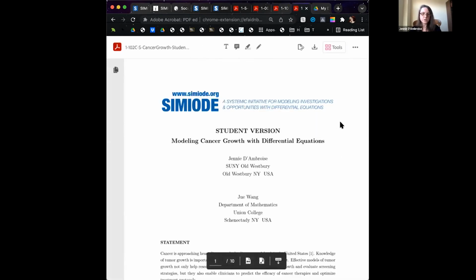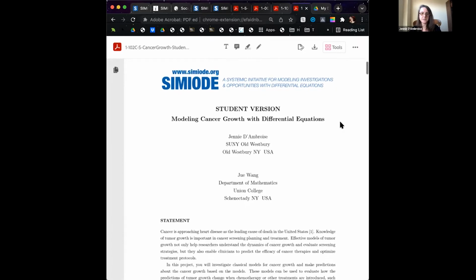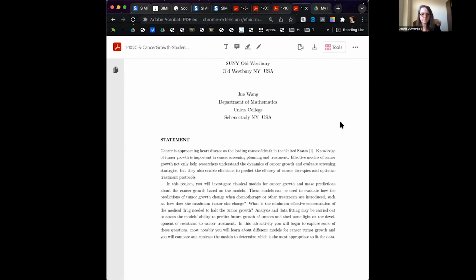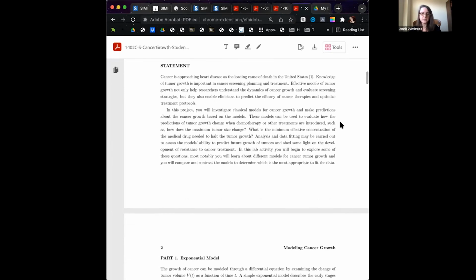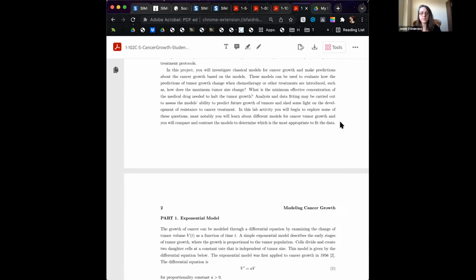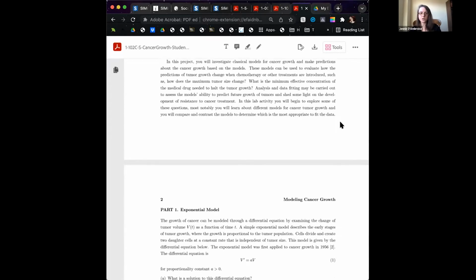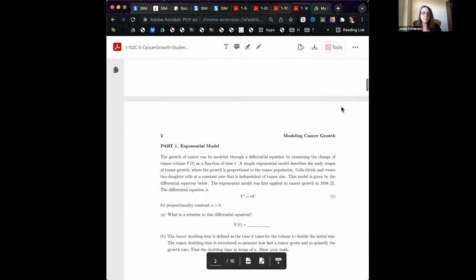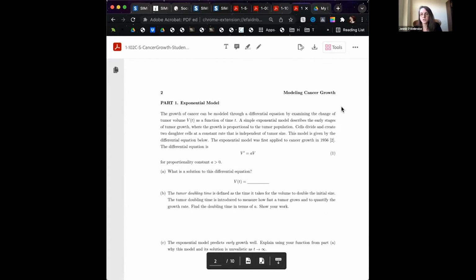Okay, so let me flip on over here to my version. This is the same SIMIODE modeling scenario, but specifically designed for Calculus 1, and you'll see the changes and differences as we go through. The very first thing is, in the previous version, it just said exponential model, and then it goes on to the power law model, and then the next model. But of course, my students don't know what the exponential model is. So I just started with that.